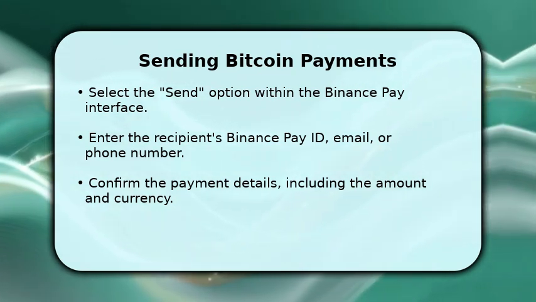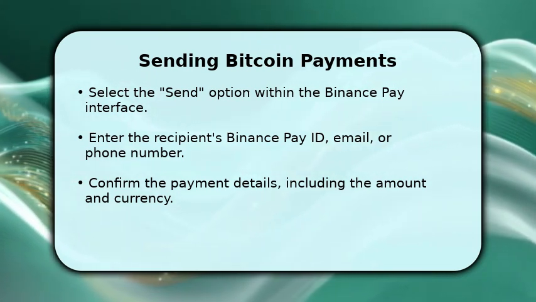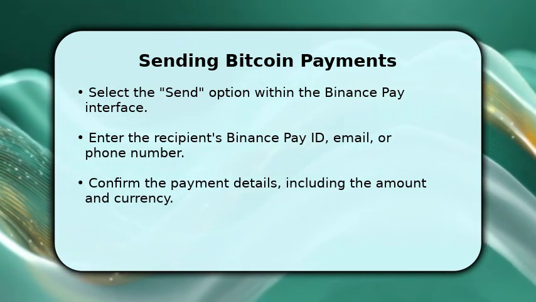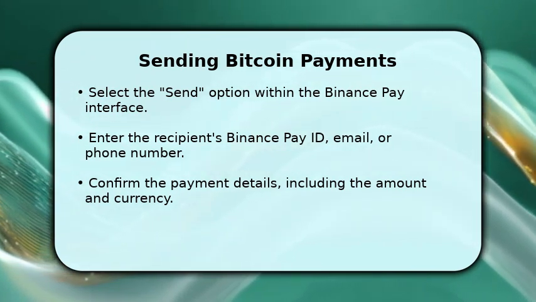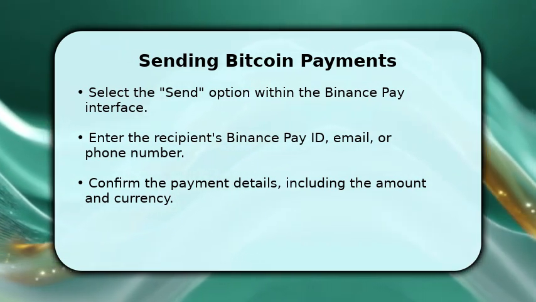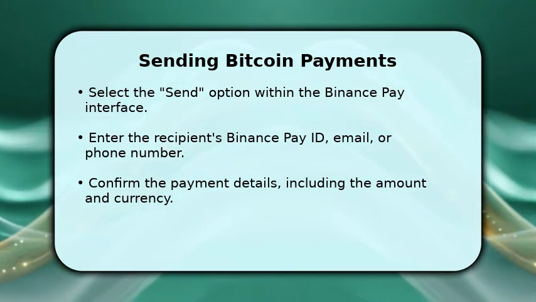You can then input the recipient's unique Binance Pay ID or their registered email address or phone number. Double-check all the payment details, especially the amount you wish to send and the currency, which in this case is Bitcoin. Accuracy is key here to ensure your funds reach the correct person.